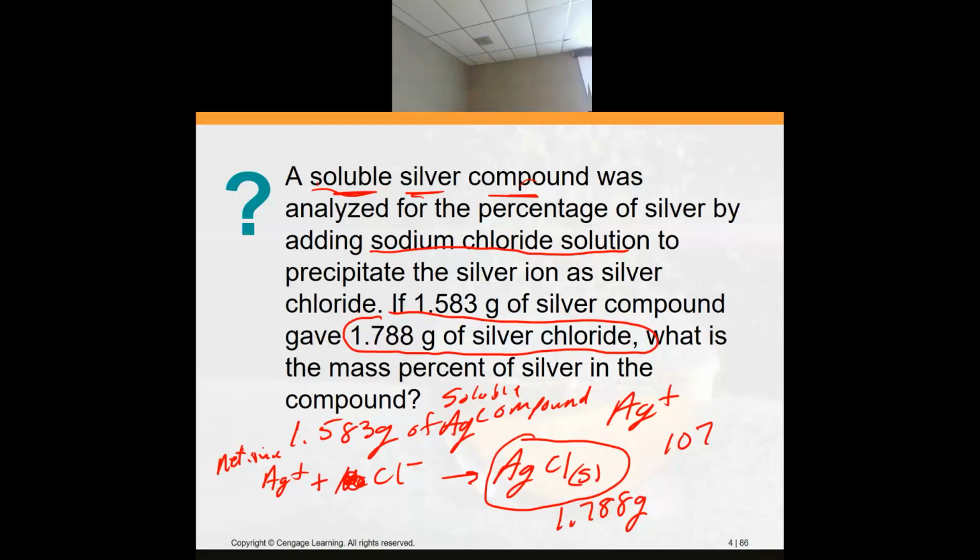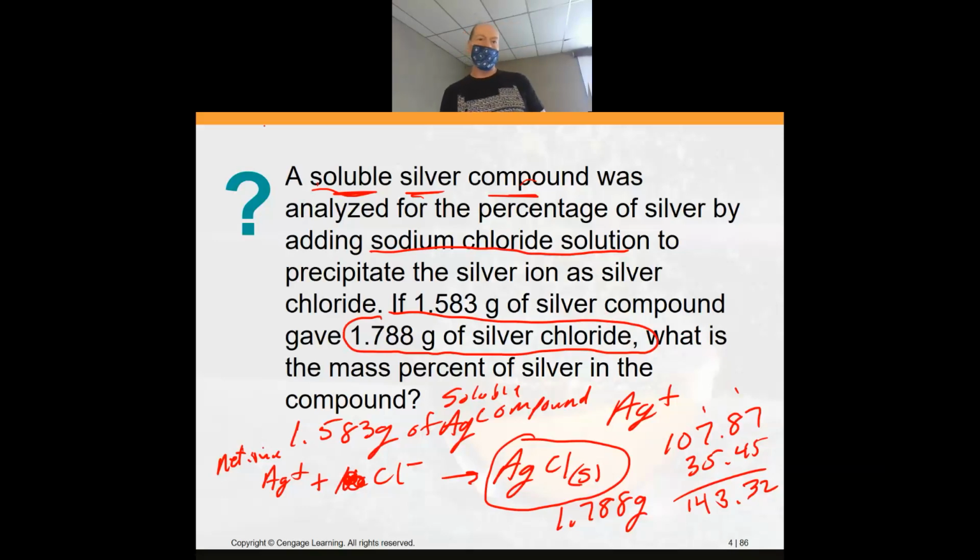So silver, you look on the periodic table, it's about 107. You have a periodic table, accurate value, 107.87. And chlorine is 35.45. So you add that up. $143.32. All right, so we can get our % silver in silver chloride.